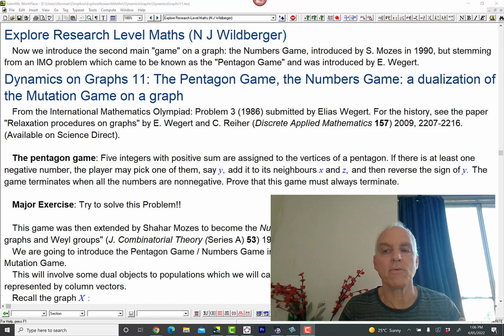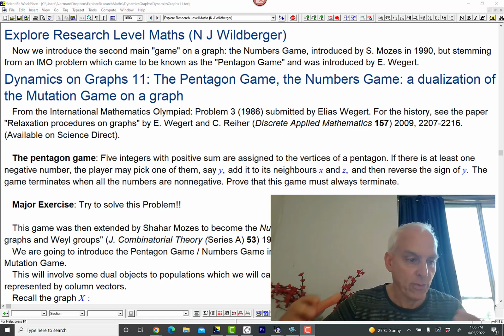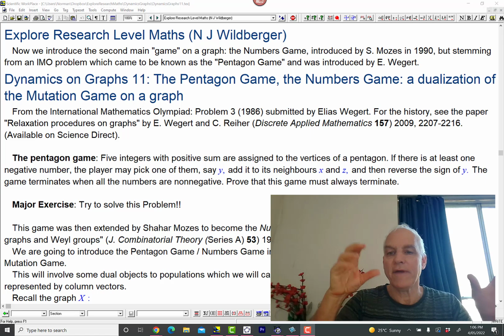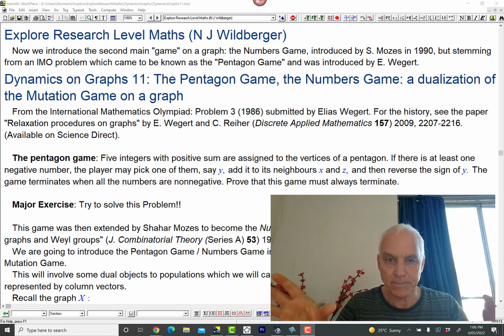So these are, in a quite natural way, duals to the mutation game, and it's going to be really important for us to take these on board so that we have this balanced view of the dynamics on a graph. Mutation game on one side, the numbers game on the other side.